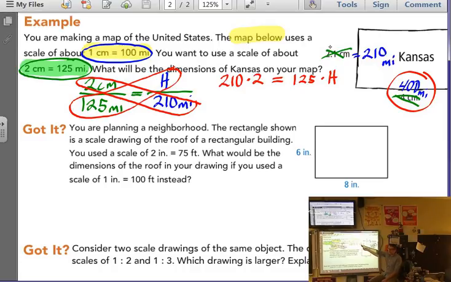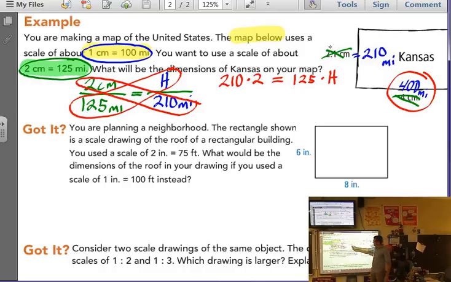This is not a suggestion. You need it written down. Could I write it down as 210 times 2 divided by 125? Not yet. You're skipping steps. Stop skipping steps. When I tell you to write this down, write down literally what I wrote down.